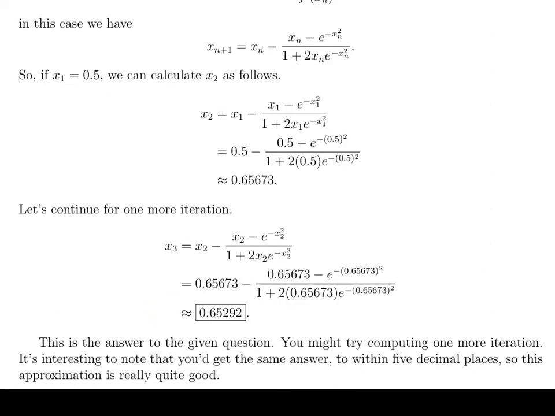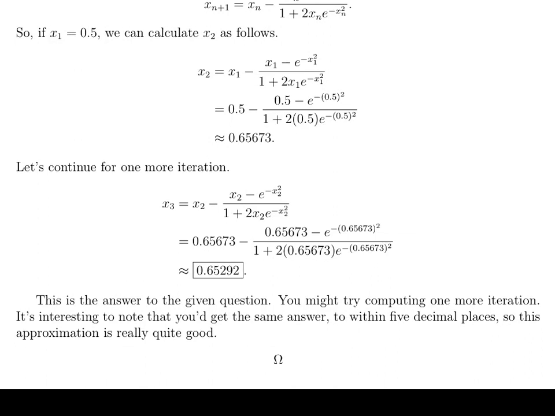Now I might suggest that you try computing one more iteration. It's kind of interesting to note that you would actually get the same answer. You would get x4 is equal to 0.65292. I've already done it, and you should probably try the same thing. So that tells us there's a pretty good chance that within 5 decimal places, this approximation is accurate. So what we've gotten with just two iterations is a very good approximation for the answer, the actual root of the equation. Okay, that's all for now.